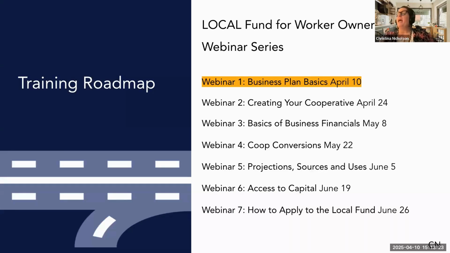So just as an overview, we have this information at the end as well, but this is the first webinar. The other webinars coming up are: Business Plan Basics is today, Creating Your Cooperative is April 24th. Then we get into more details around business financials. We're going to talk about co-op conversions. Those are businesses that already exist that transition from a traditional business to a cooperative model. Then we're going to move from business financials into the specifics of projections and sources and uses. We'll talk at a high level today about what some of those terms mean. Webinar 6 is access to capital. So once you have your business idea down, how do you obtain the funds to get your business started?